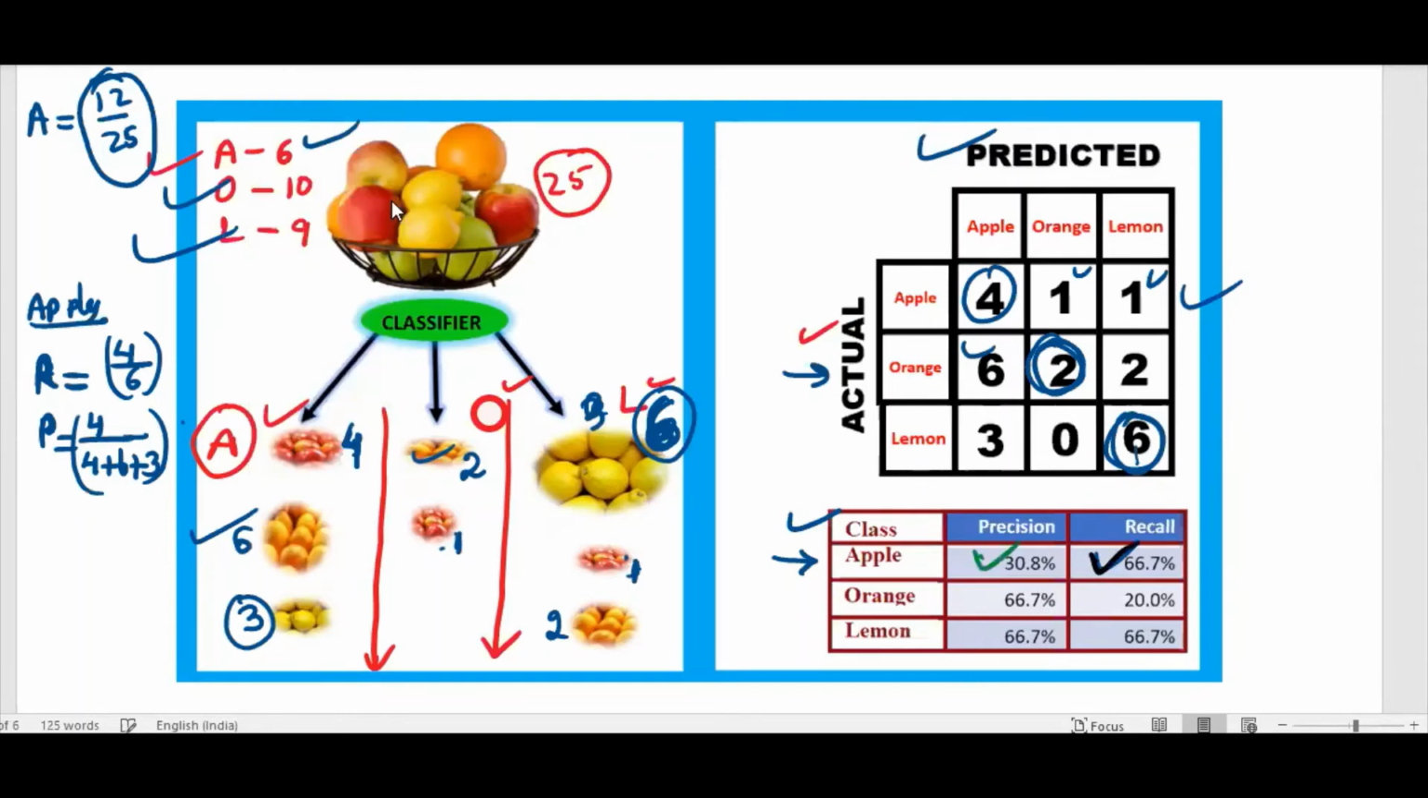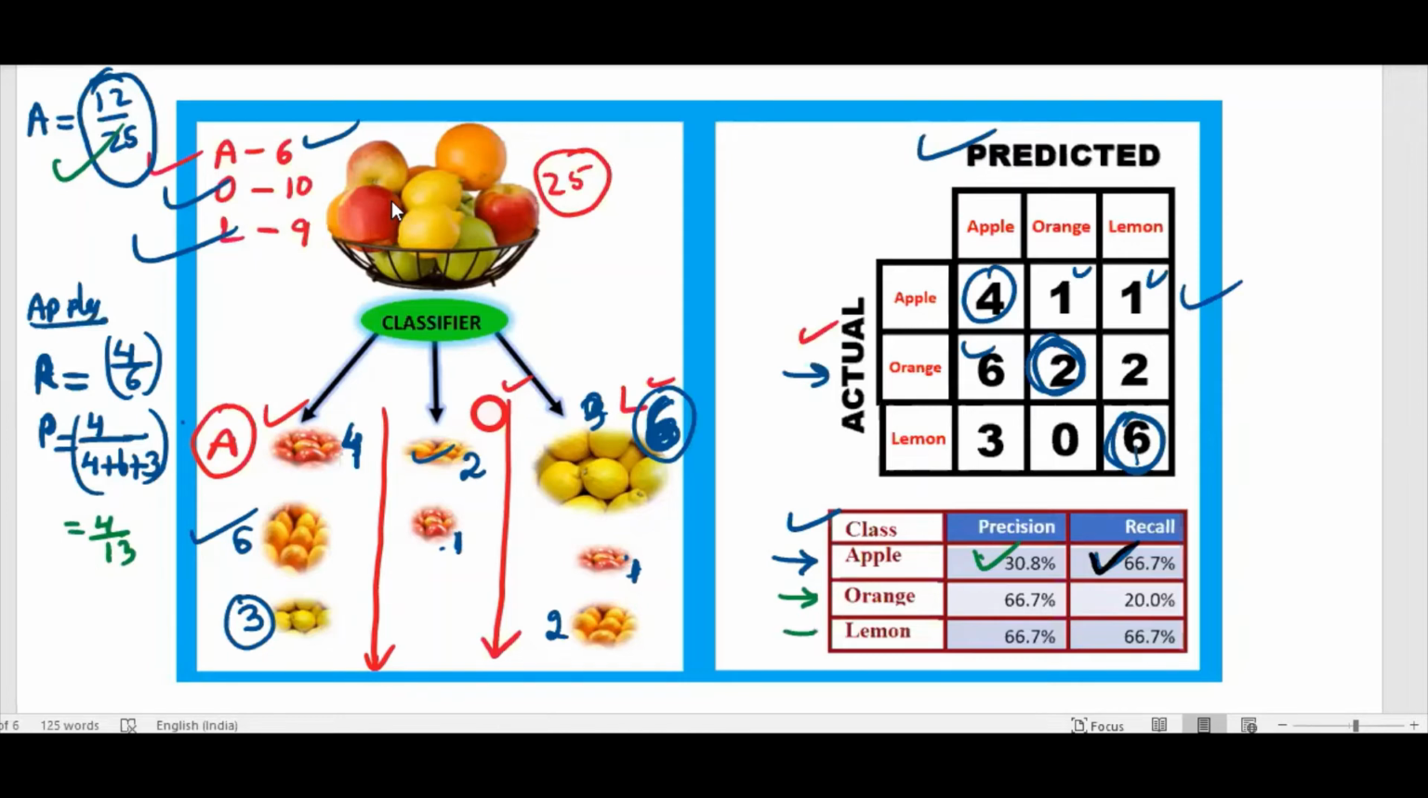Precision is only 30%. 4 divided by 4 plus 6, 10 plus 13, 4 divided by 13. This is around 30%. Precision is not good. Recall is good. At least better than accuracy, whole accuracy. Now you go to orange. This we didn't find. We found only up to this. Even we can find F1 score here. The harmonic mean you have to take.